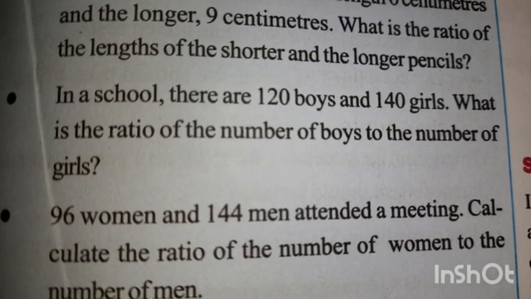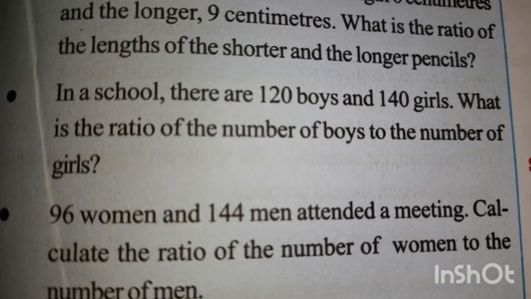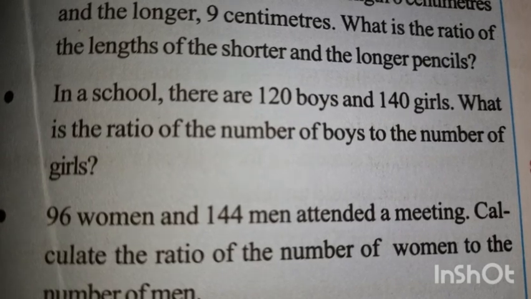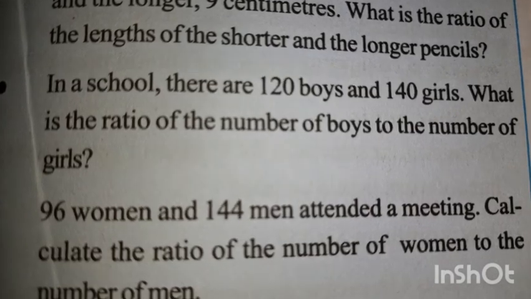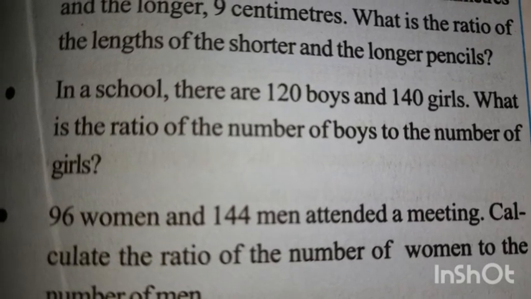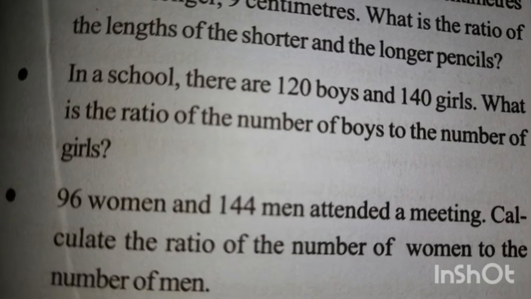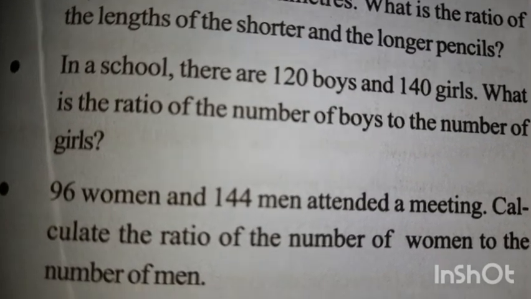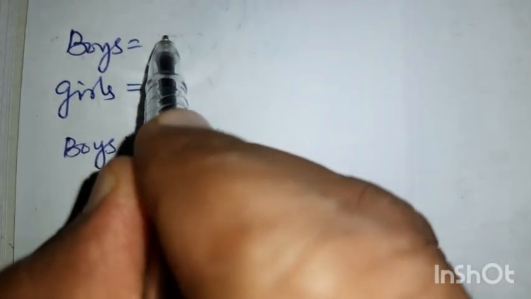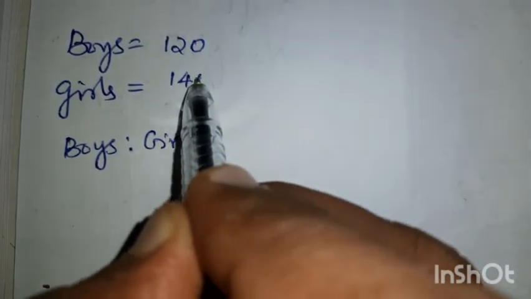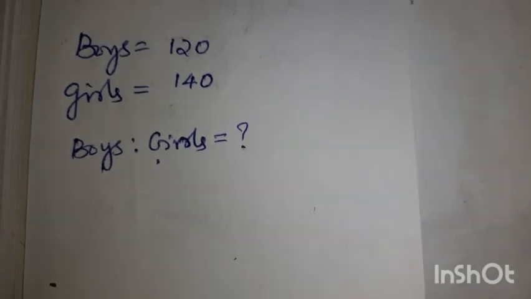In a school, there are 120 boys and 140 girls. What is the ratio of the number of boys to number of girls? The number of boys is given as 120, girls 140. Ratio of boys to girls you have to find out. So remember that one. The ratio given in the question you should write down like that only. Okay. So the number of boys is given 120. Number of girls is given 140. Boys to girls ratio we have to find out.